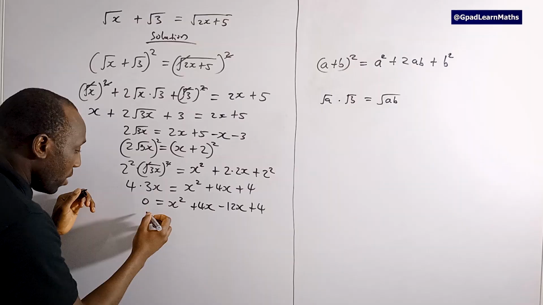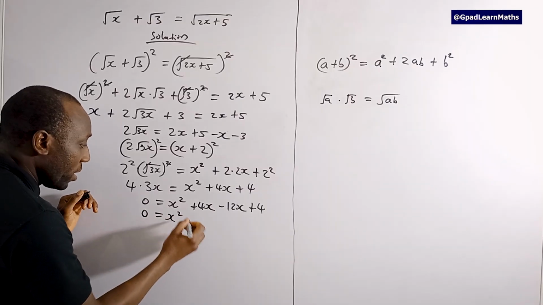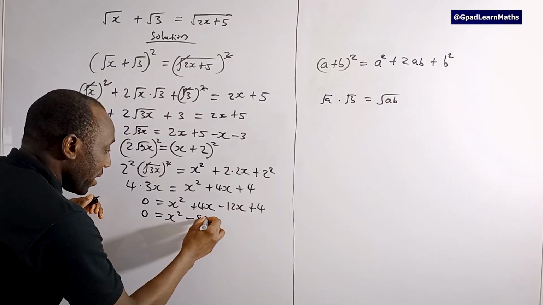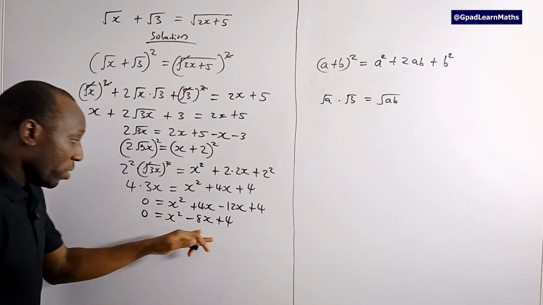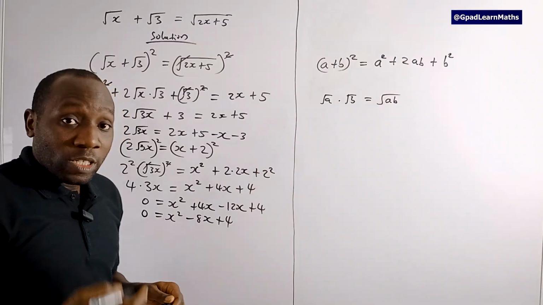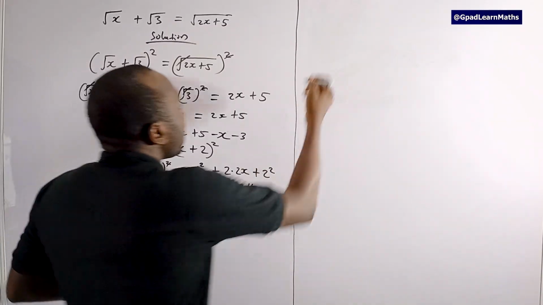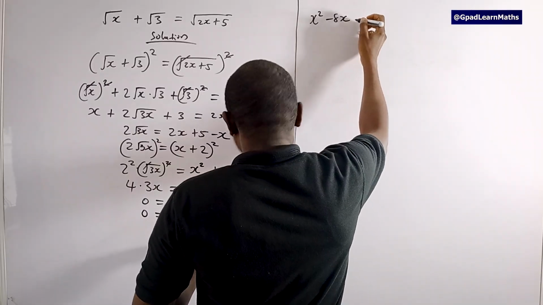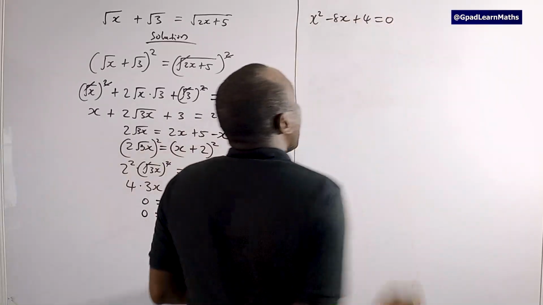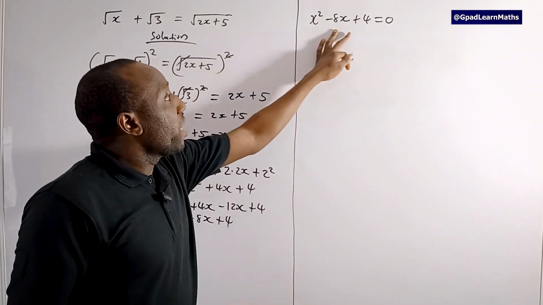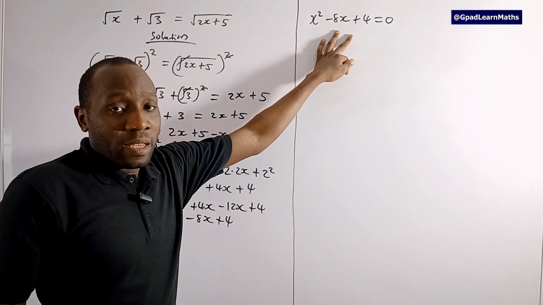Take note of that. So you have 0 is equal to x squared, 4x minus 12x is what? Negative 8x, and then plus 4, which is equal to 0. Let's move this to the other side of the board, and let's continue from there. Now let me rewrite this. So we have x squared minus 8x plus 4 is equal to 0. I'm going to use the quadratic formula here because I cannot factorize this.